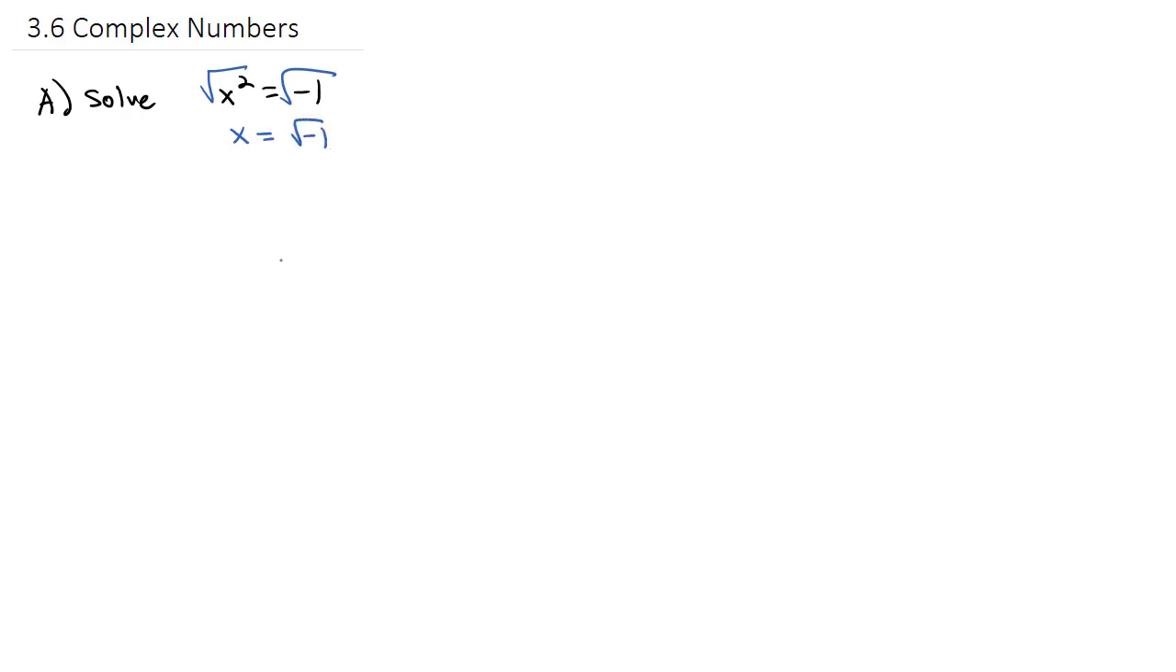The problem is we cannot take the square root of -1. There's no number where you square it, it becomes a negative number. And so we have to create a new type of number. And they call this new type of number an imaginary number.